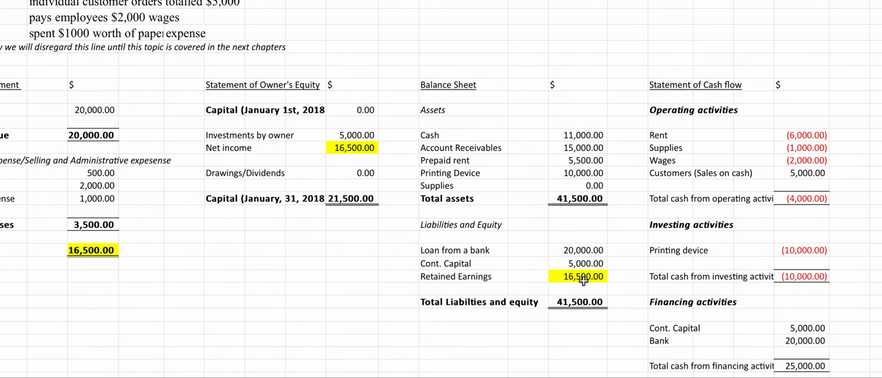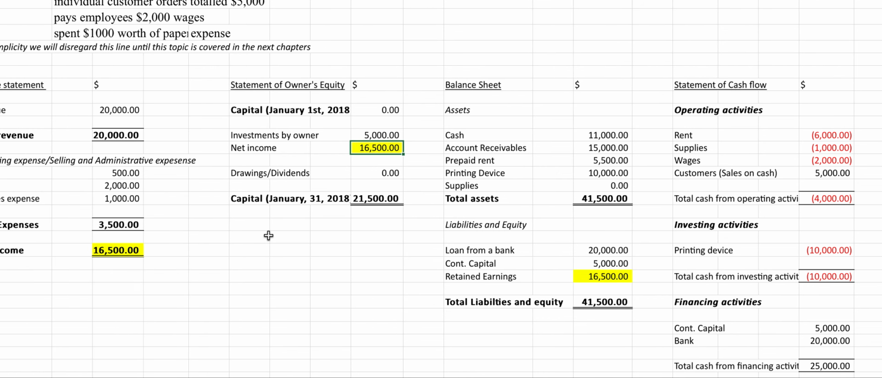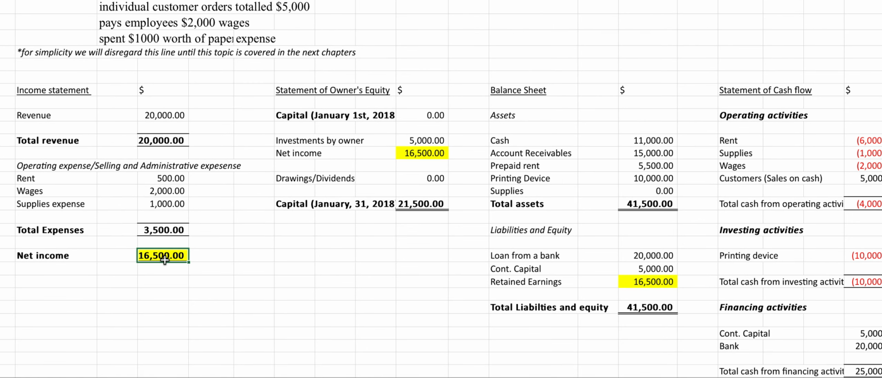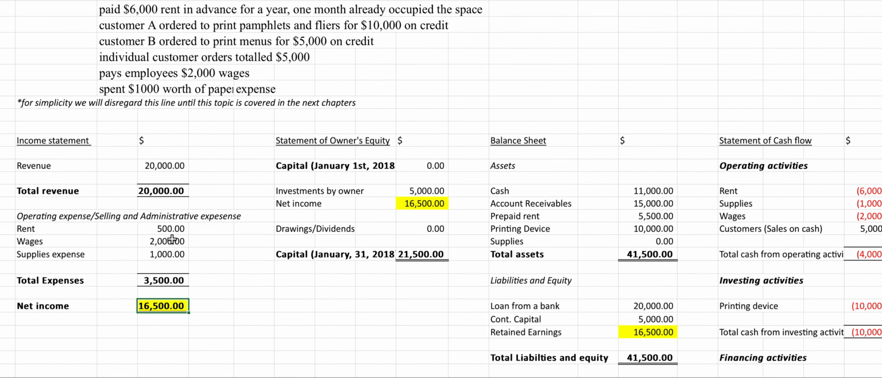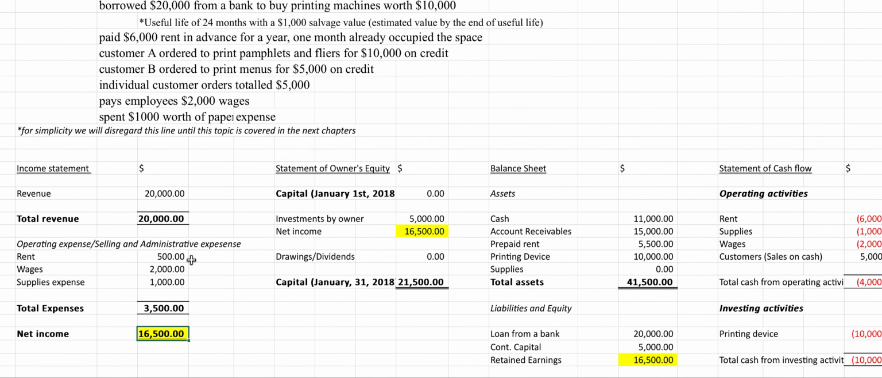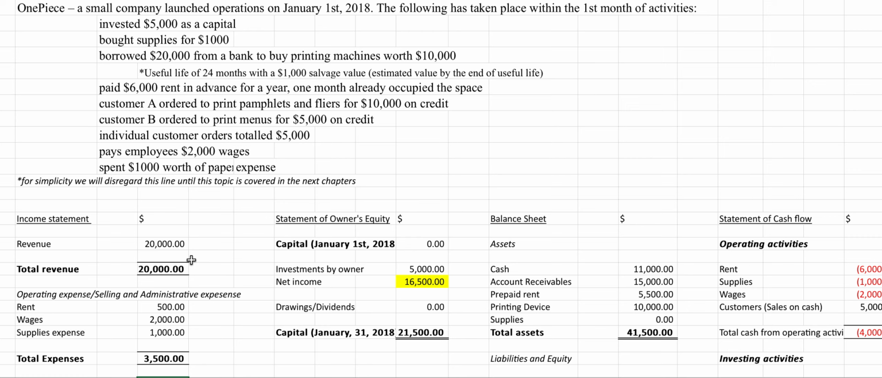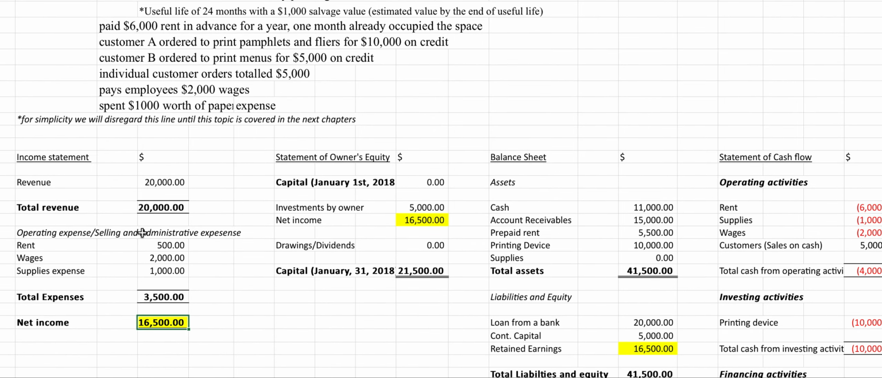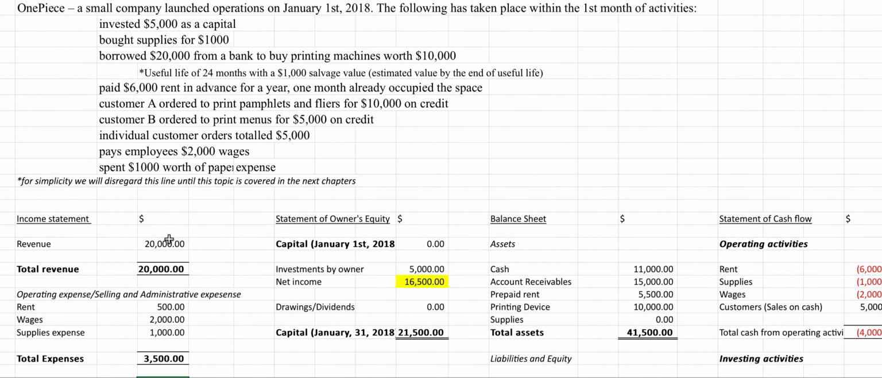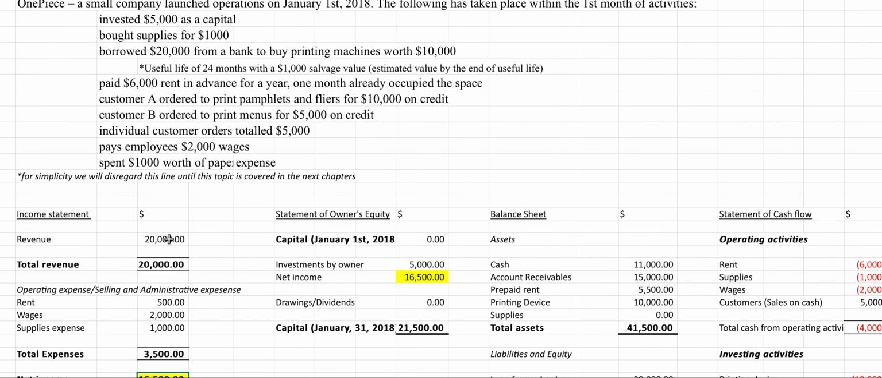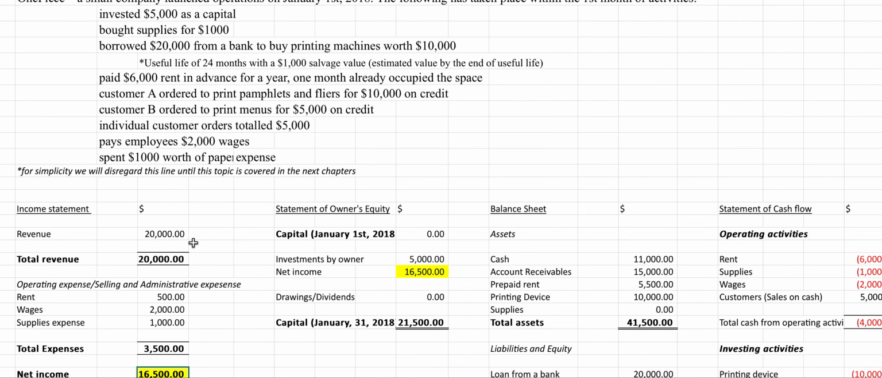So we have retained earnings of 16,500, which is incidentally equal to our net income this time, and net income in the income statement is also 16,500. So I believe this completes the analysis of our transactions from the month and their effect on the financial statements. This helps you to see the big picture. It helps you to see how each of these transactions affects each of these financial statements.